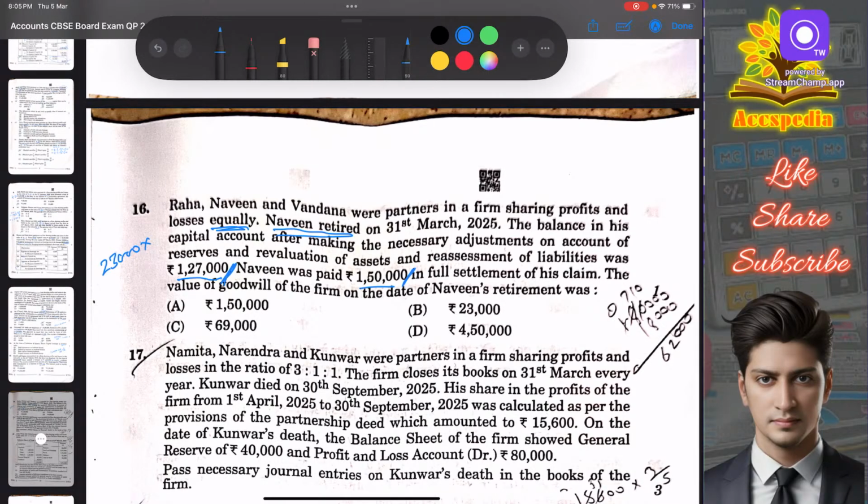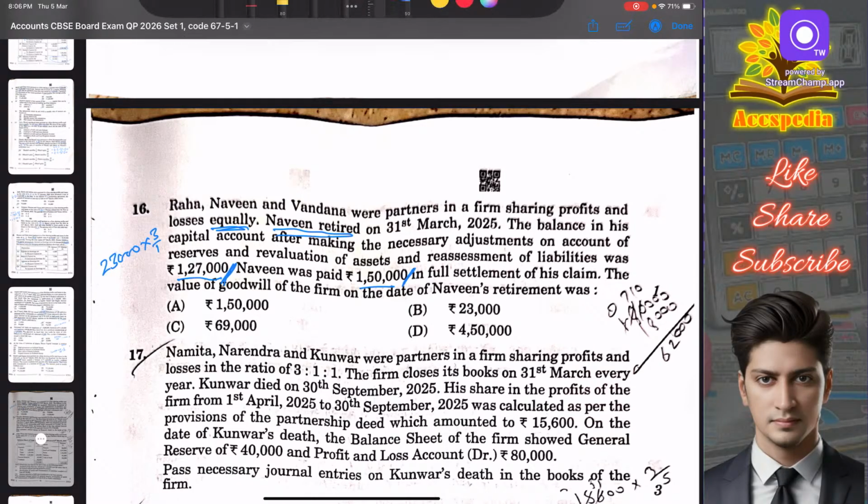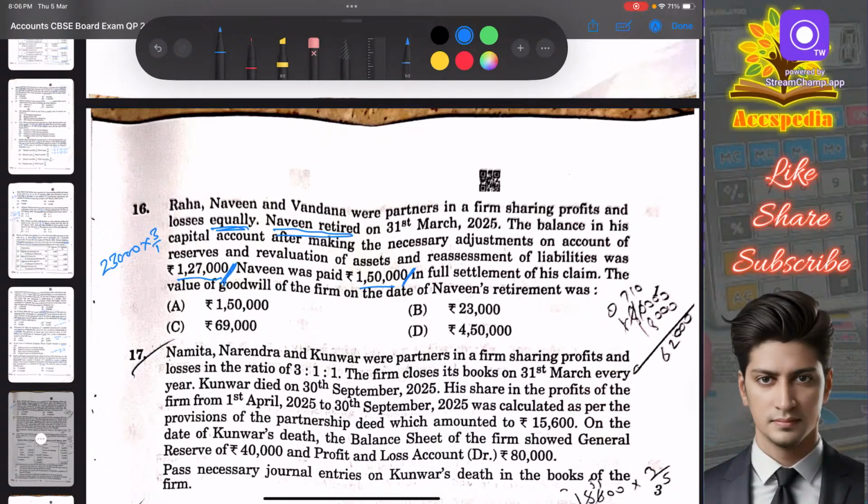Since his share is 1/3, the reciprocal of his share will give the firm's goodwill. That is, the firm's goodwill into Naveen's share 1/3 is this 23. So goodwill is equal to this 1/3. When it goes to the other side, it becomes 23,000 into 3/1, which is 69,000.